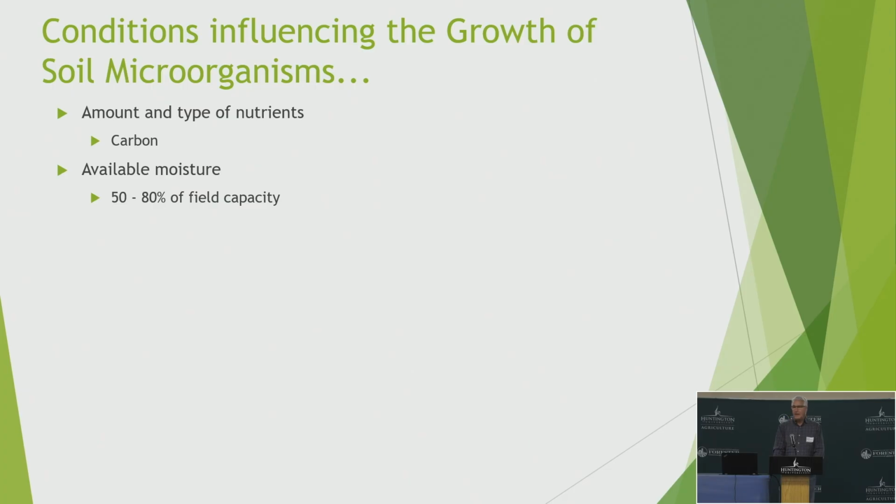Available moisture. Microbes, for the most part, or at least the beneficial ones, like the same amount of moisture in the soil that the crop does, 50 to 80% of field capacity. If it's drier than that, then they don't function well. If our soils are waterlogged, that tends to suppress their activity, especially the beneficial ones. Some of your pathogens can flourish in those saturated conditions, but not the beneficial ones.